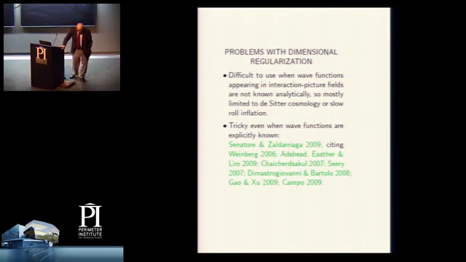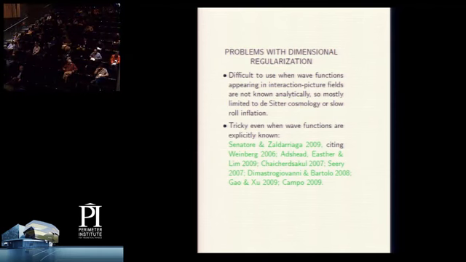What I would like to do is to describe a way of dealing with ultraviolet divergences in cosmological contexts where you calculate, for example, correlation functions, that does not rely on dimensional regularization. Dimensional regularization has problems.